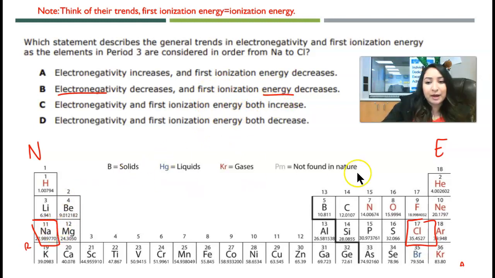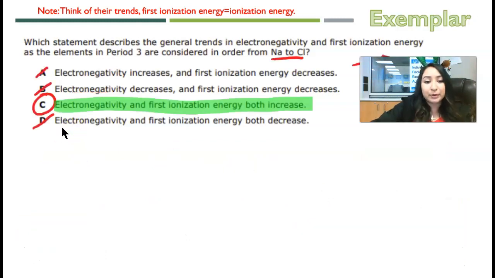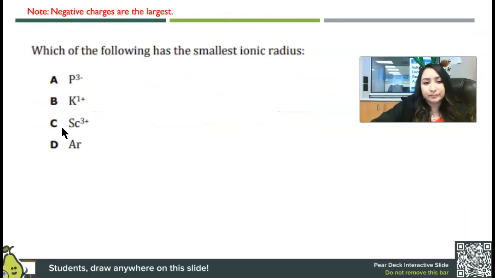So ionization energy increases as we go to the right, and then it goes up. So both of these are on the same row, but you can see that from sodium to chlorine, they both should increase. So electronegativity and ionization energy both increase because they're both trends that increase to the right.